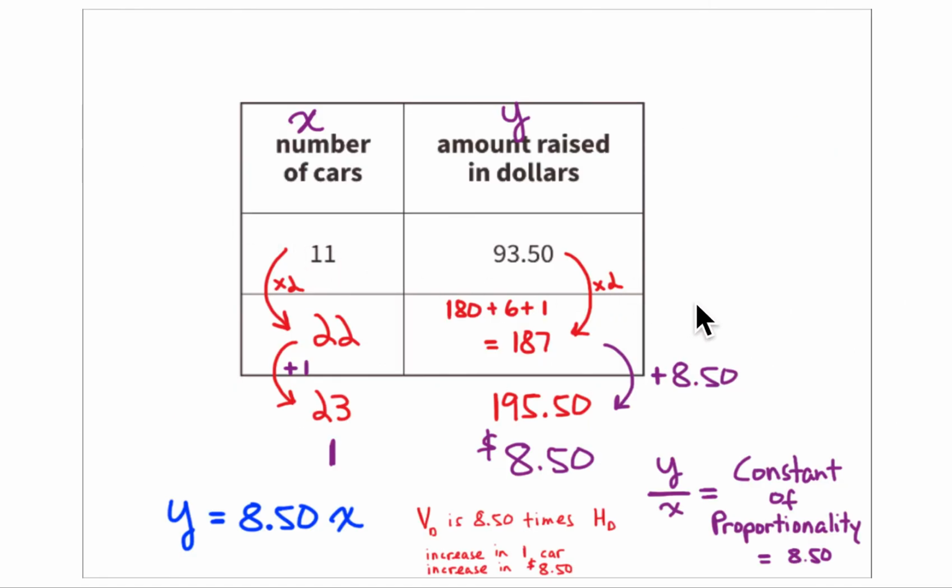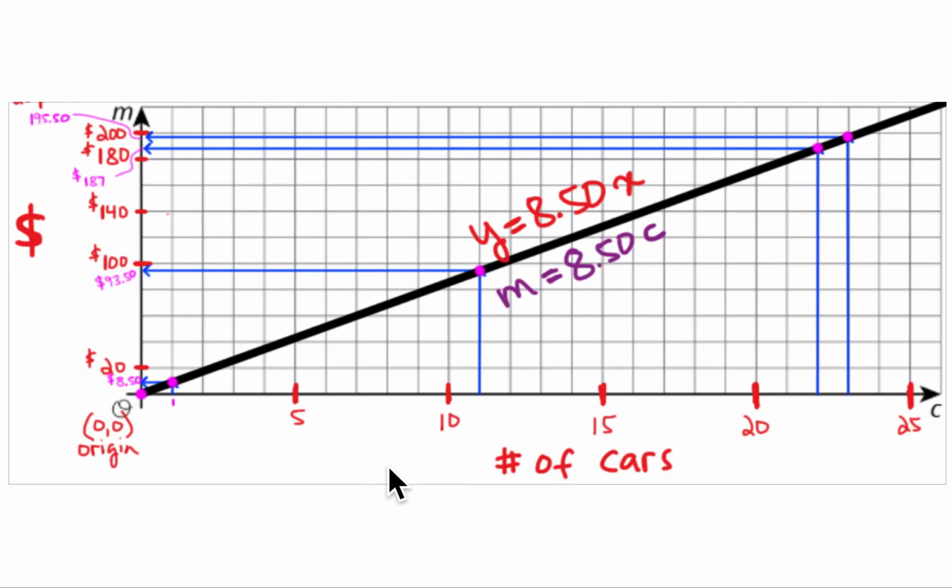All right, so the 4 representations. One representation is the table. So we did a lot with the table. Another representation is the equation. So the equation can come from the table. The equation can also come from the graph. That is the 3rd representation.